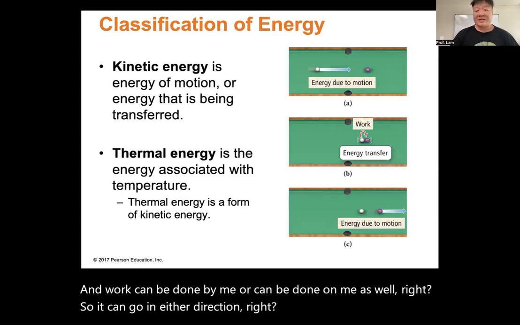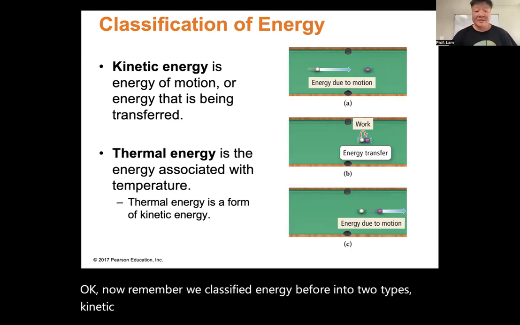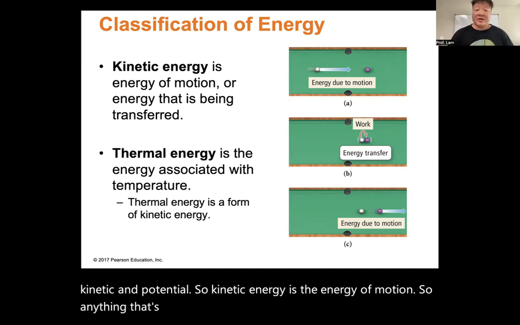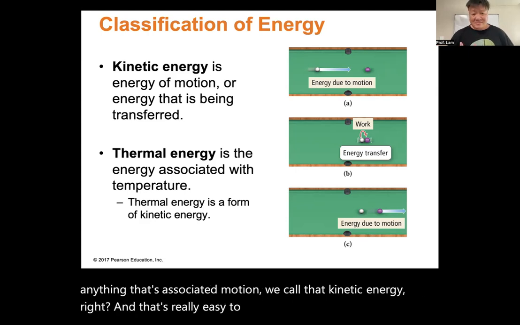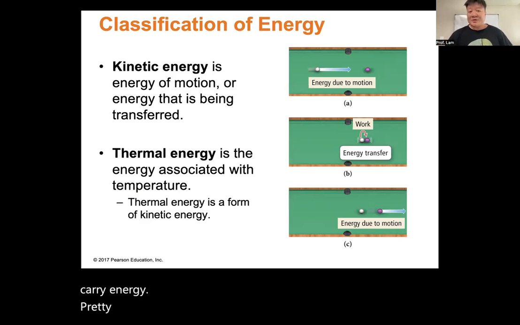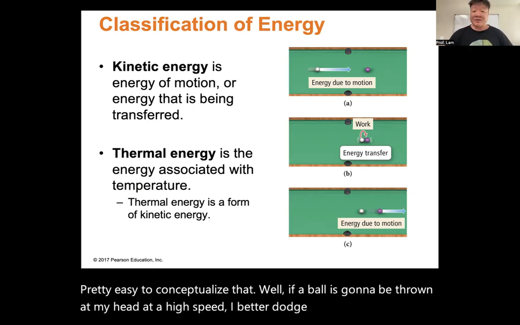Okay, now remember we had classified energy before into two types, kinetic and potential. Kinetic energy is the energy of motion. So anything that's associated with motion, we call that kinetic energy. It's really easy to see that things that are in motion carry energy. If a ball is going to be thrown at my head at a high speed, I better dodge, because that ball is carrying energy.